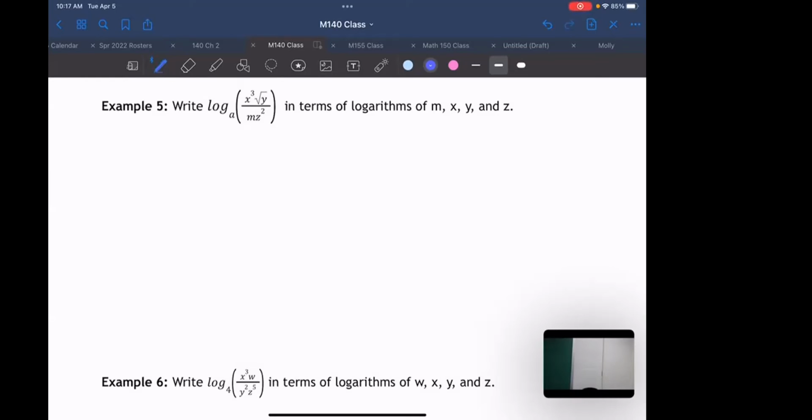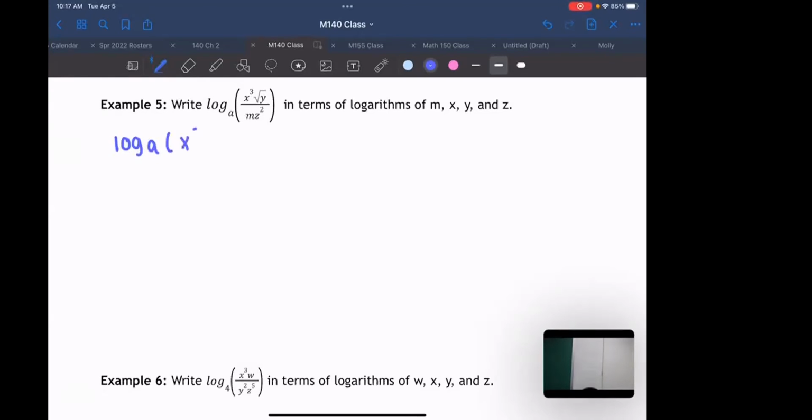I'm going to take this step by step, okay? So before I even deal with the multiplication, I'm going to undo that big thing up top divided by the big thing on the bottom, okay? So division turns into subtraction. So this turns into log base a of x cubed square root of y minus log base a of m z squared. Everyone's kind of working 2 steps ahead of me, but I'm going to do this step just by itself.